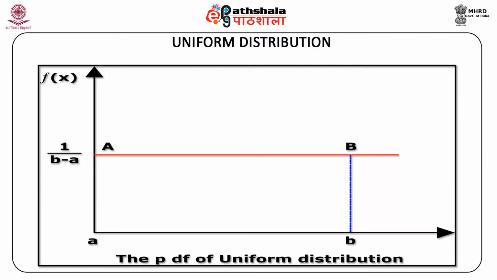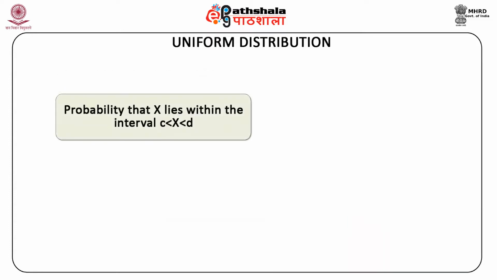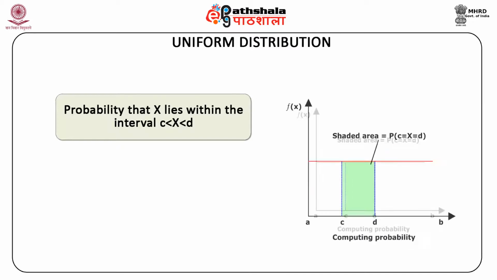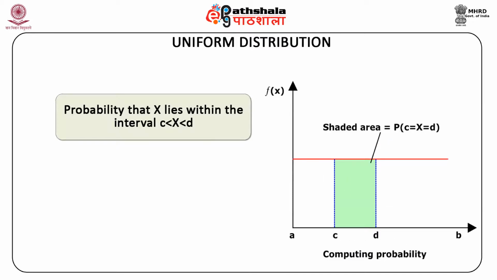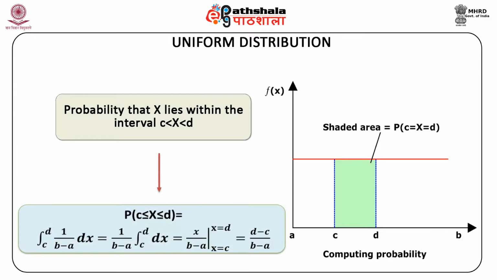Therefore, area is equal to 1 divided by (B minus A) into (B minus A), which is equal to 1, as shown in the figure. The probability that x lies within the interval between c and d, where c is greater than A and B is greater than d, can be computed as follows.